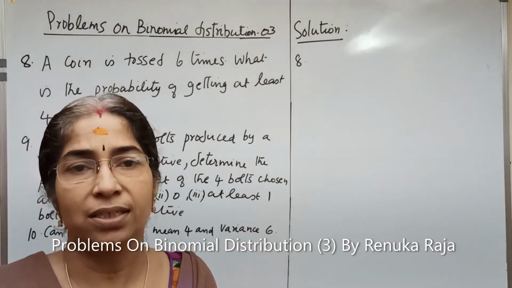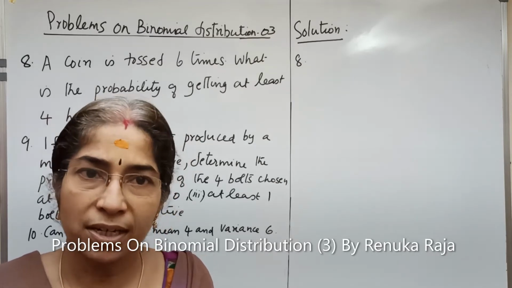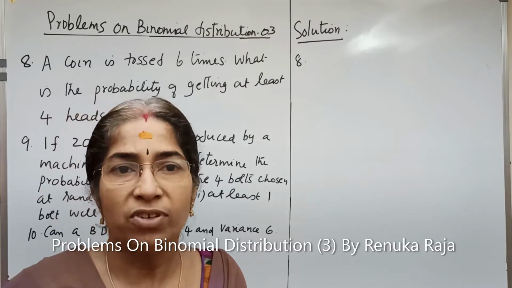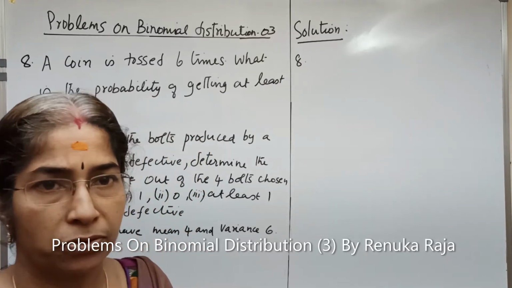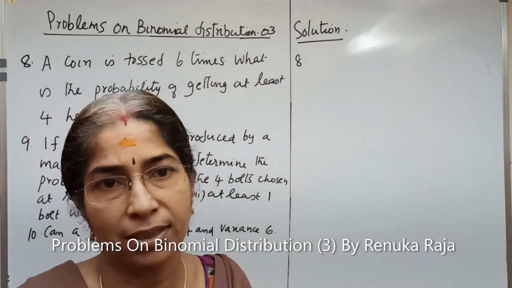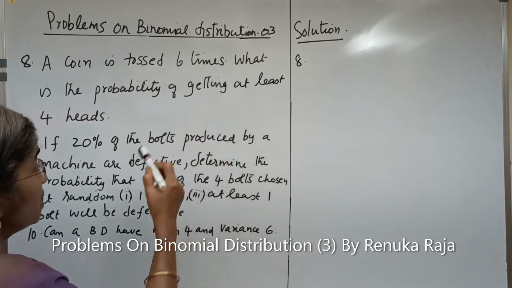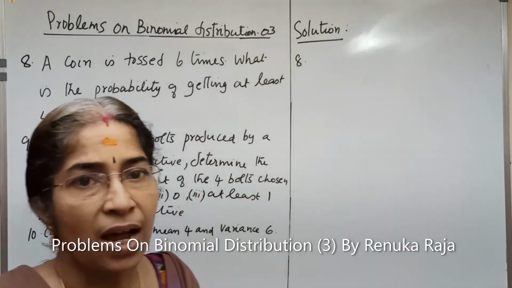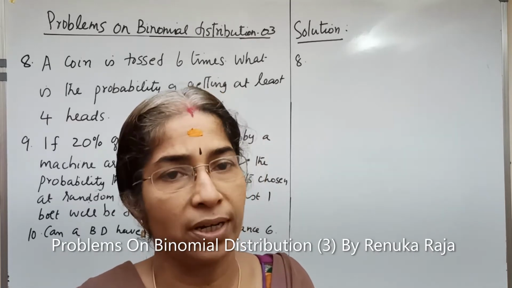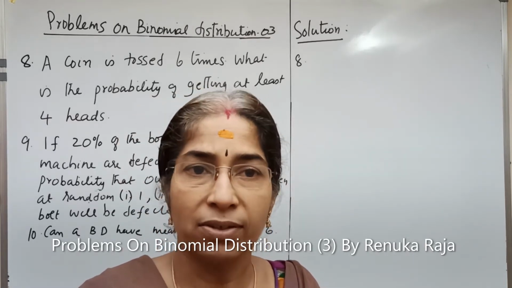Whenever we consider the coin tossing experiments a finite number of times, we can take it as a binomial distribution with p equal to 1 by 2. So here 6 times means that n equal to 6. Now we have to obtain the event at least 4 heads. At least 4 heads in this sense means 4 or more heads. That is, what is the value of x.